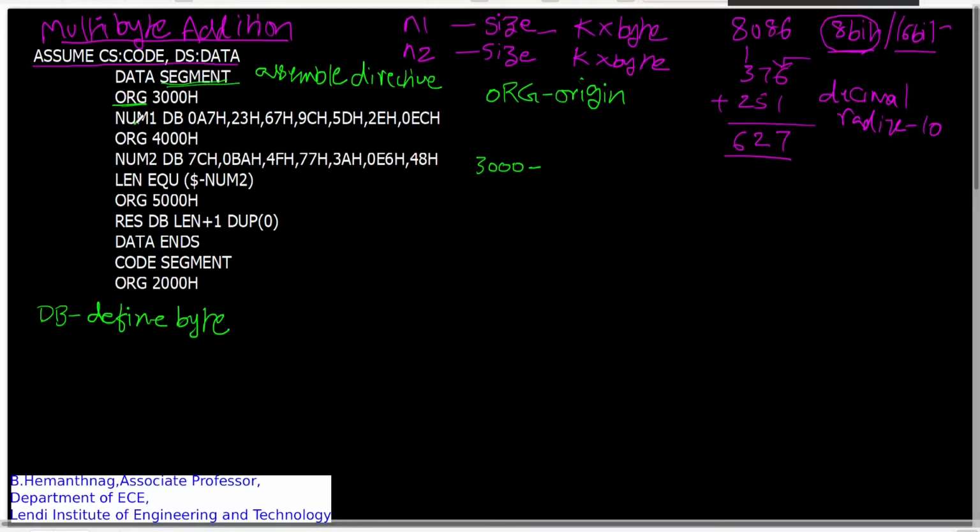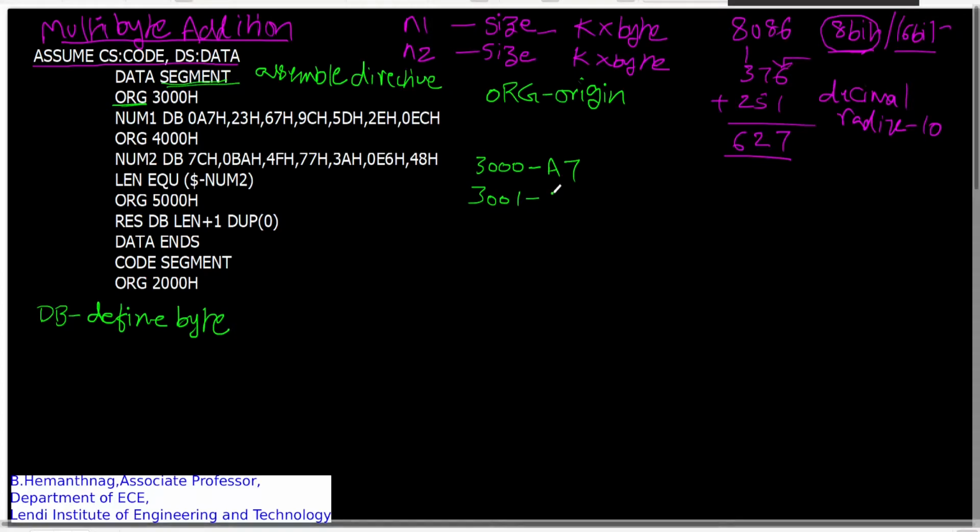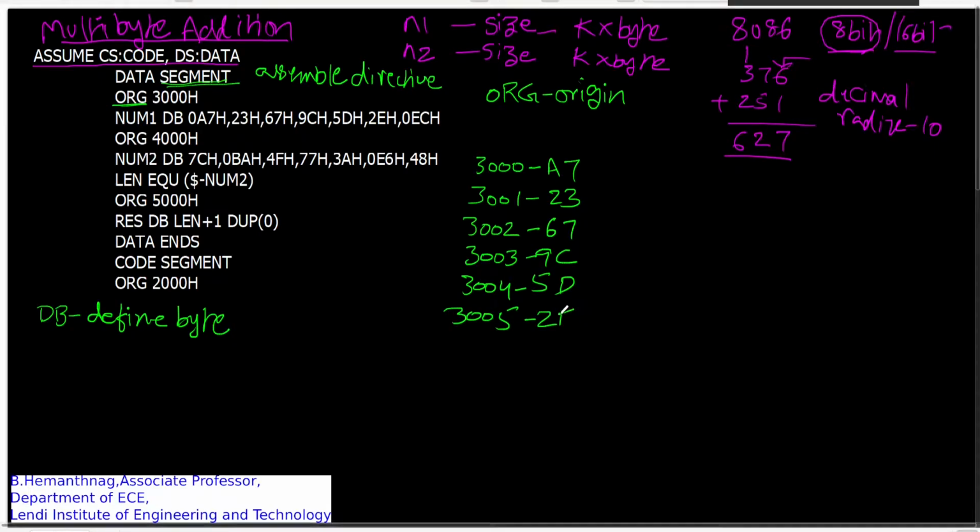The 3000 offset is given the label NUM1, from where the elements are defined in the size of bytes and occupy successive memory locations. As we have written here, A7, the first element, is stored in memory 3000, and 3001 has 23, similarly 3002 has 67, the following one, 3003 has 9C, 3004 has 5D, 3005 has 2E, and 3006 has EC.